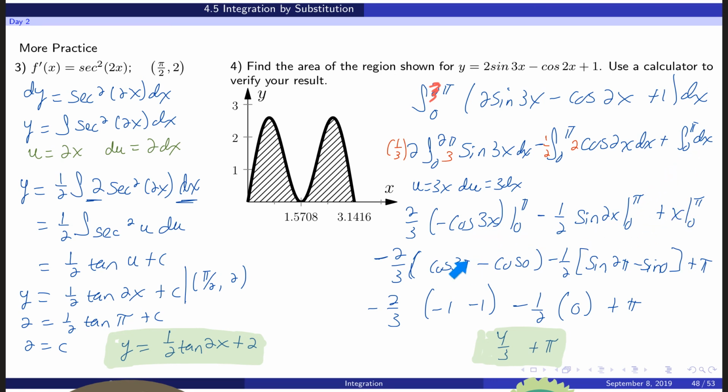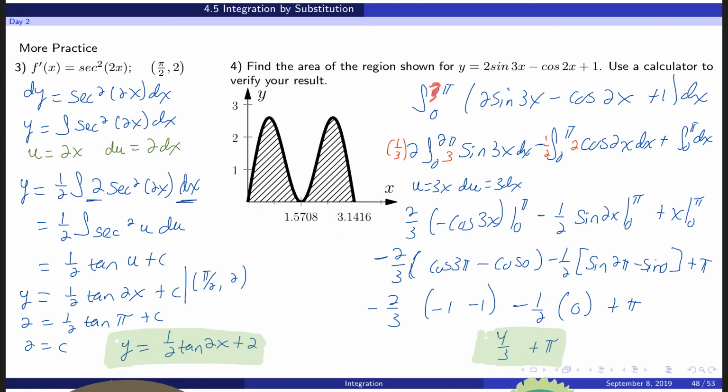Substitute 0 to pi in all 3 of those. You get a bunch of statements that you need to evaluate. Again, practicing your unit circle trig, and you wind up with 4/3 plus pi as the final answer. So the exact area under the curve of this function between 0 and pi is 4/3 plus pi.